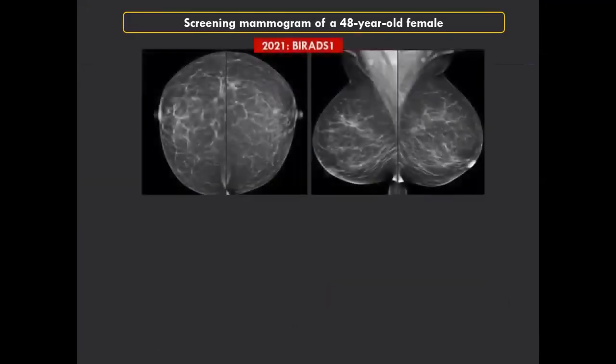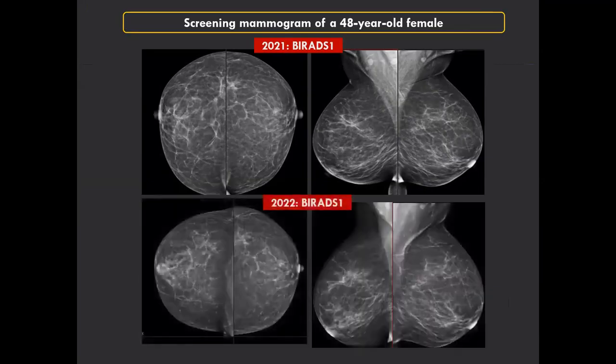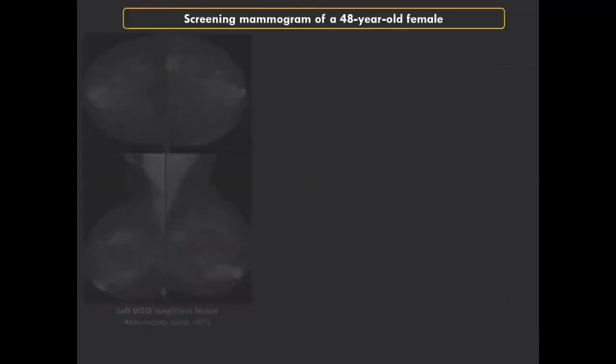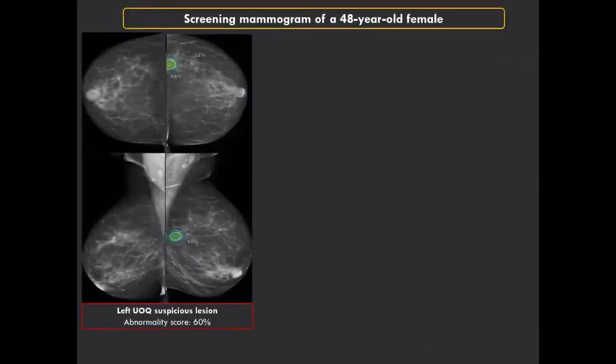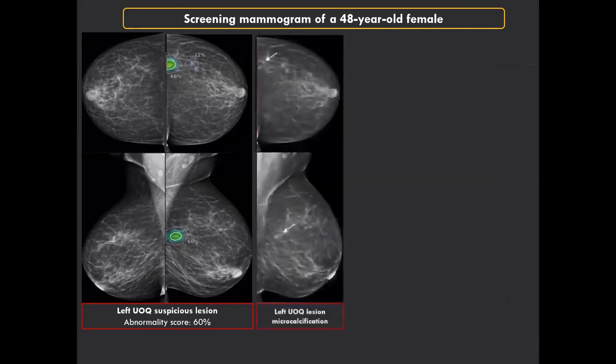This again is a screening mammogram of a 48-year-old female. She was assigned a BI-RADS 1 in 2021. She came for her follow-up, and again, she was assigned a BI-RADS 1. But on viewing, applying the artificial intelligence, it marked an area with an abnormality score of 68%. And that's why we had to go back to her mammogram.